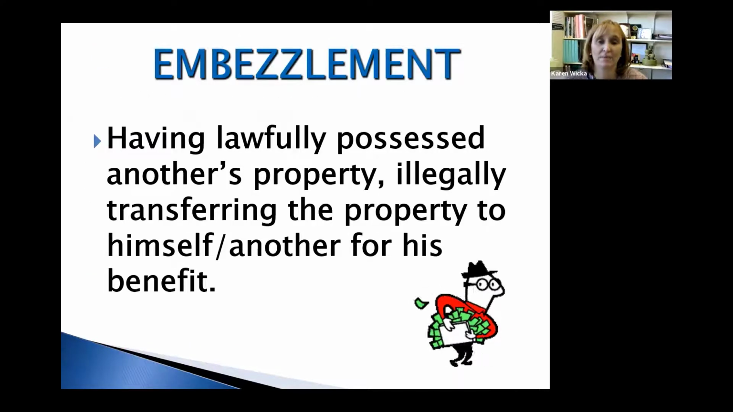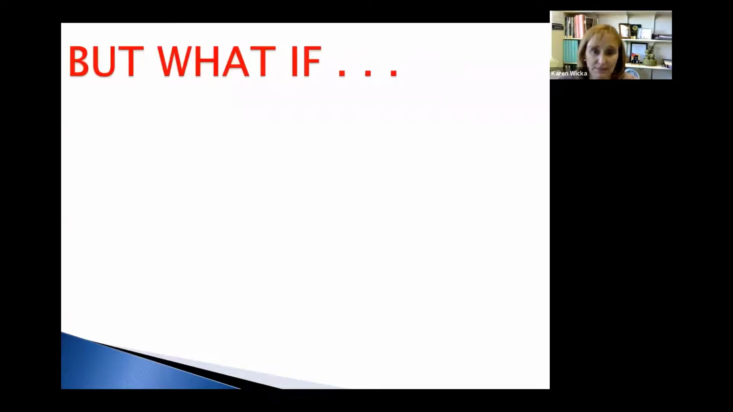And this is the crime of embezzlement. So embezzlement is having lawful possession. So you're allowed to have it. You're allowed to take it. And you're allowed to have the other person's property, but you're using it for an illegal purpose. So you're illegally transferring that property to yourself or to some other person for your own benefit. So that's embezzlement. So it doesn't fit perfectly in larceny, so then we're just going to lump it in another crime called embezzlement.